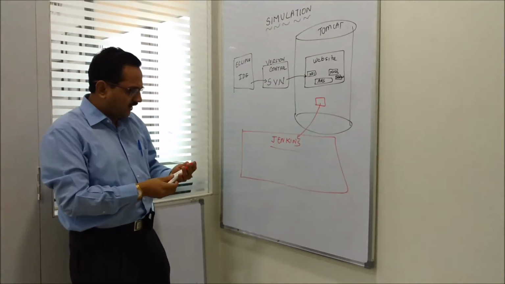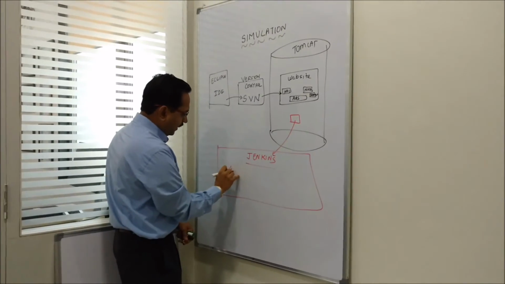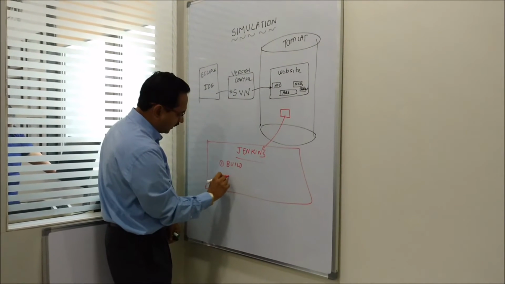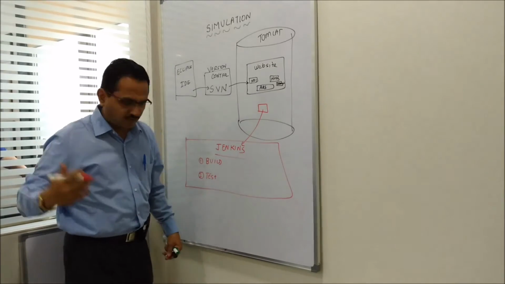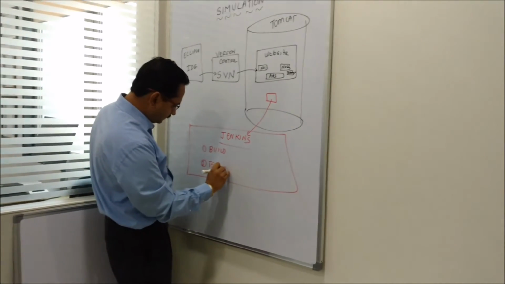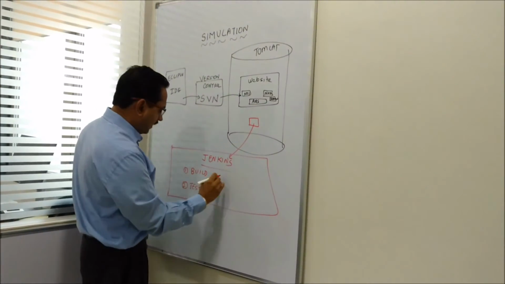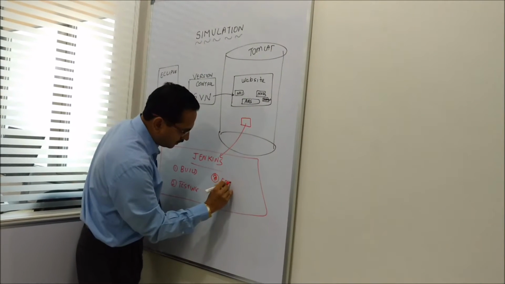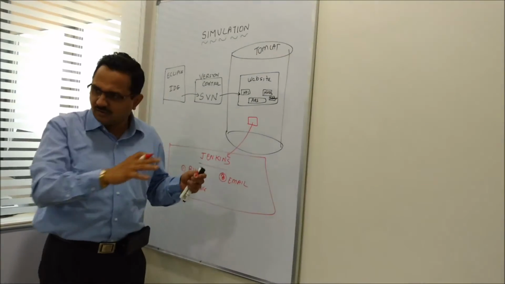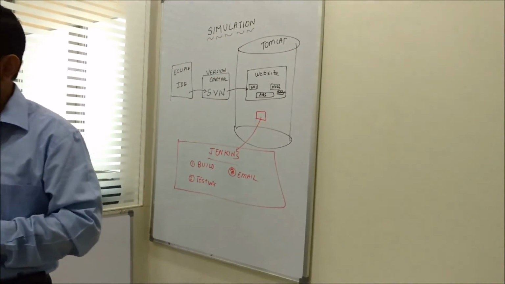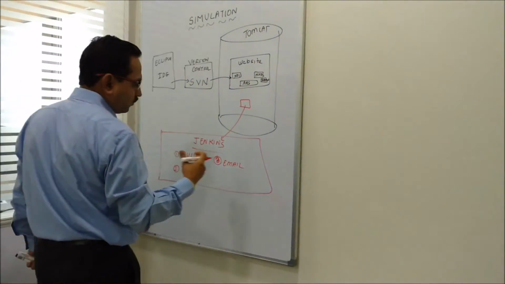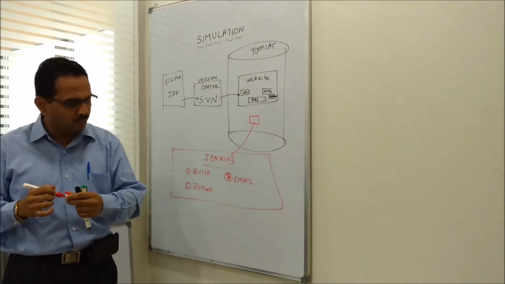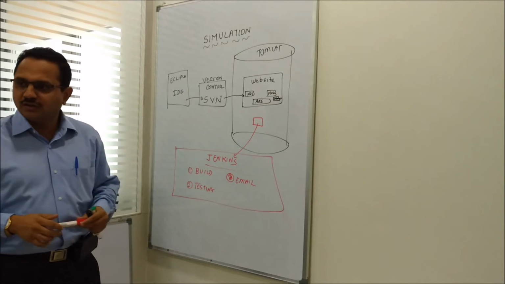Alright. So in Jenkins we are going to configure a build, we are going to configure testing, you can say integration testing, and we can also configure email. So if the build fails, then an email will be sent out to the participants saying that your code has broken the build. We'll do a couple of these simulations using Jenkins.